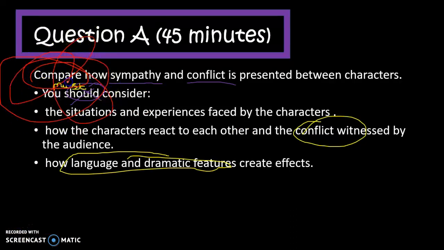Compare. Okay, that wasn't very neat. But compare is what you need to be thinking about. And so you can start off by drawing this table in your books or on a piece of paper. So on the left you've got The History Boys, and on the right you've got An Inspector Calls.